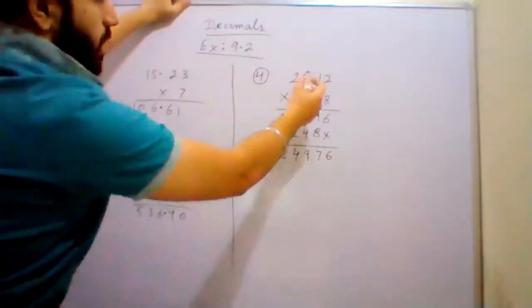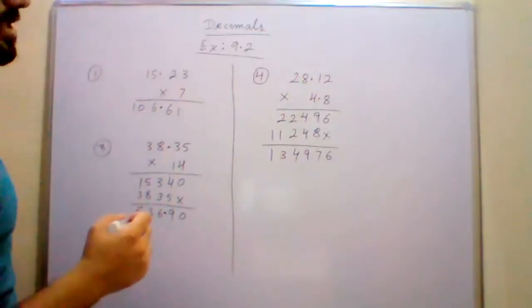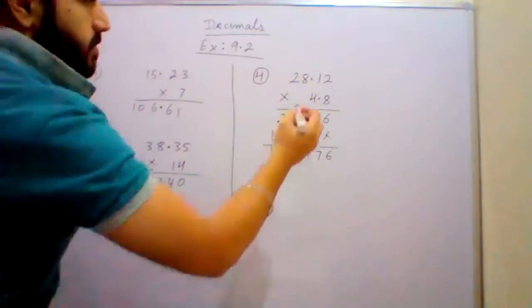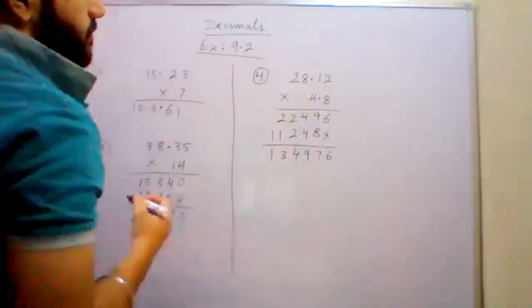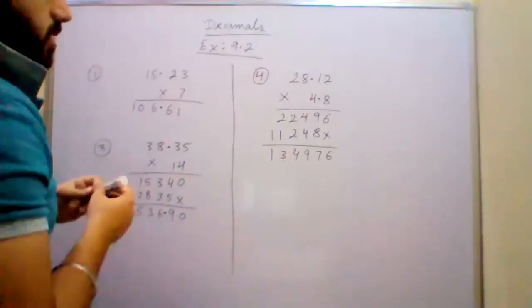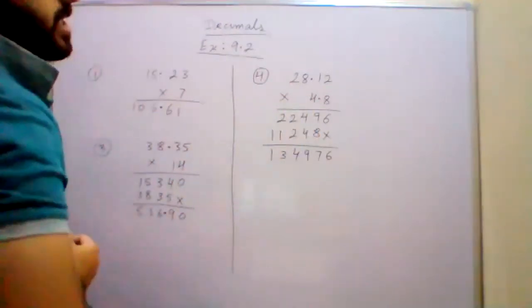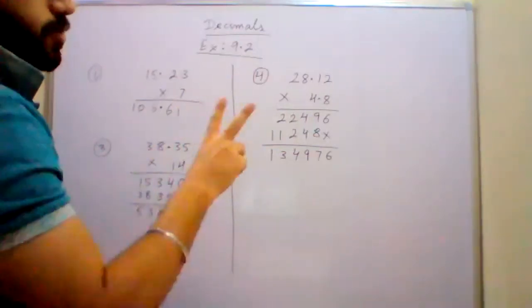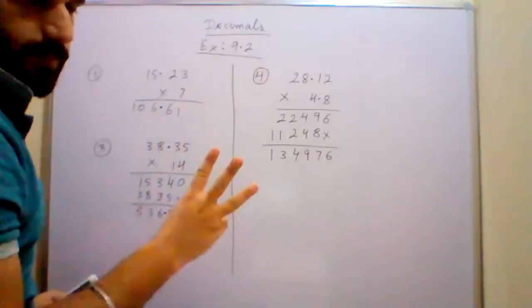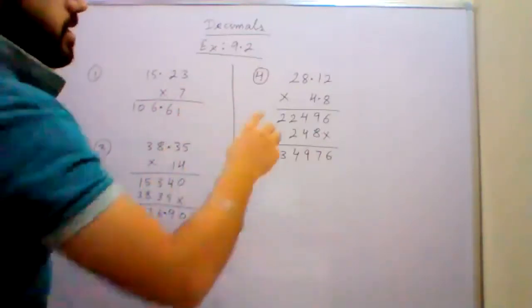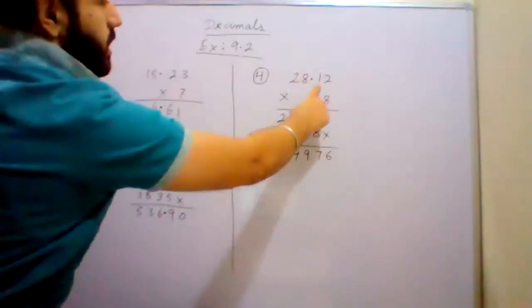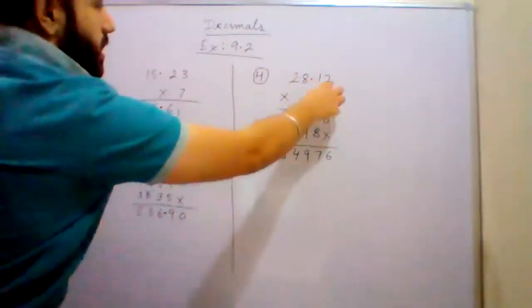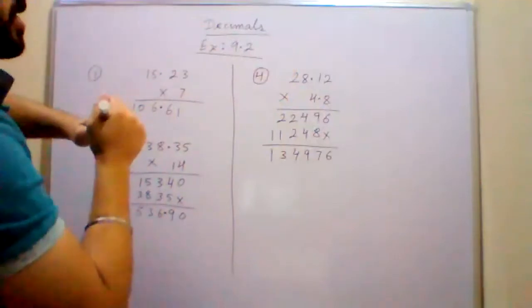Now we have multiplied the two numbers. Now all of you, this is the main part. Please, everyone, pay attention. How many decimal places are there in the first number? 2. And in the second number? 1. Total decimal places: 2 plus 1, 3. Count the total number of decimal places, 1, 2, 3. Total number of decimal places are 3.